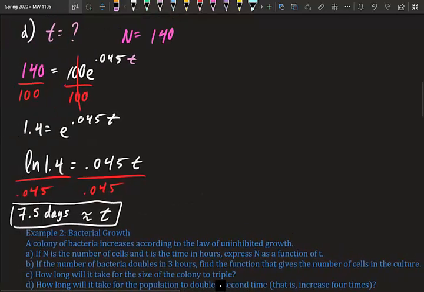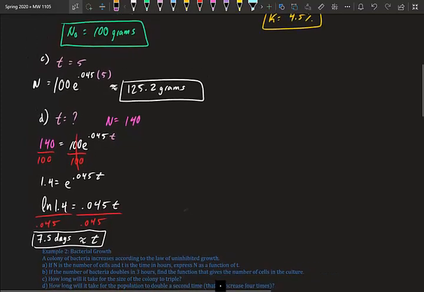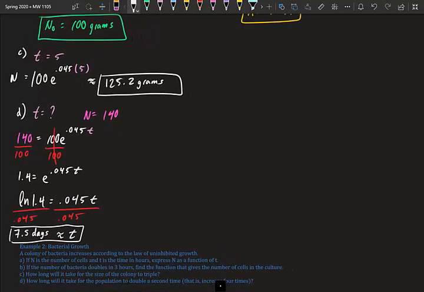Now that should make sense. If we go back and look at the previous example of part C, 5 days is 125. So 7.5 days, 140. Yeah, that seems about right. So your answer shouldn't be weird. It shouldn't be like 3 days or 14 days. Your answer should make sense, okay?